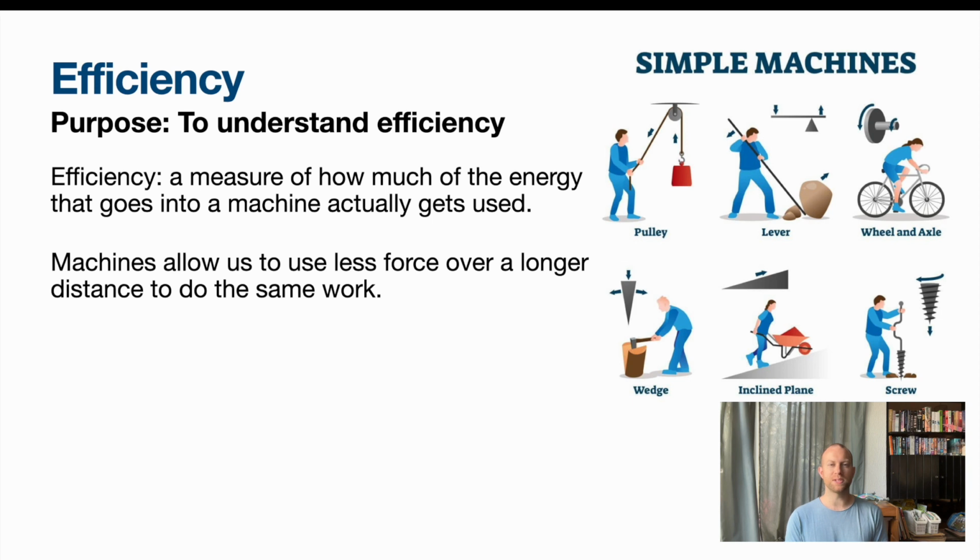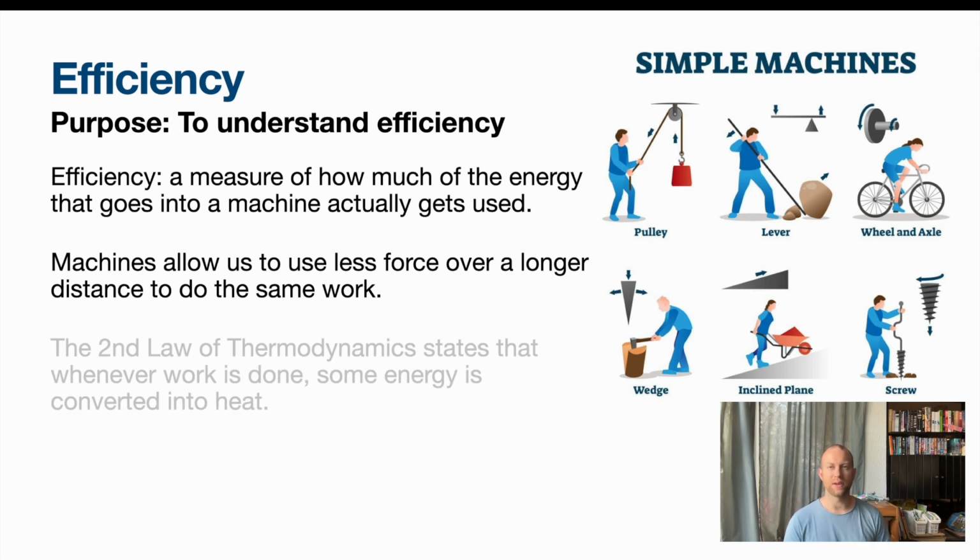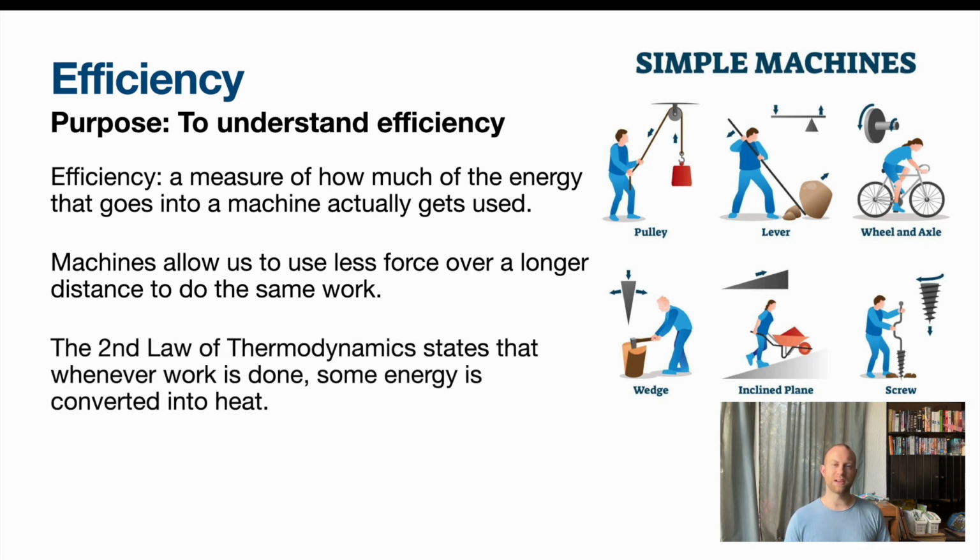Machines allow us to use less force over a longer distance to do the same amount of work. It makes it easier for us by making the force less over a bigger distance, and you'll see in the example how that comes into play. According to the second law of thermodynamics, which you don't need to know right now, but is a very common law, you are always going to lose energy whenever work is done. You're going to convert it into heat. That's the second law of thermodynamics.